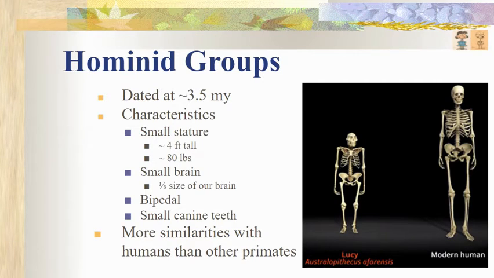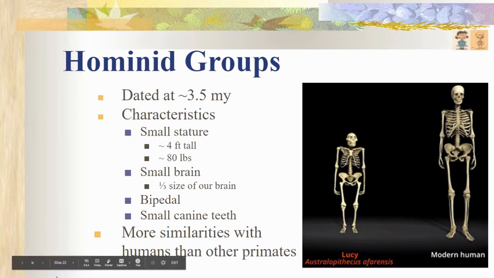It had a very small stature. It was approximately only 4 feet tall and weighed approximately 80 pounds. It had a very small brain, about a third of the size of our current brain size. It was bipedal, and it had small canine teeth. And that indicates it probably ate a lot of plant material because canines are for ripping flesh and meat. And when we look at Australopithecus, it has many more similarities with humans than other primates.